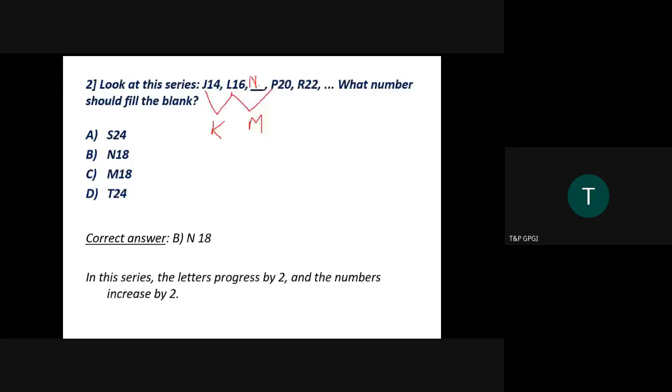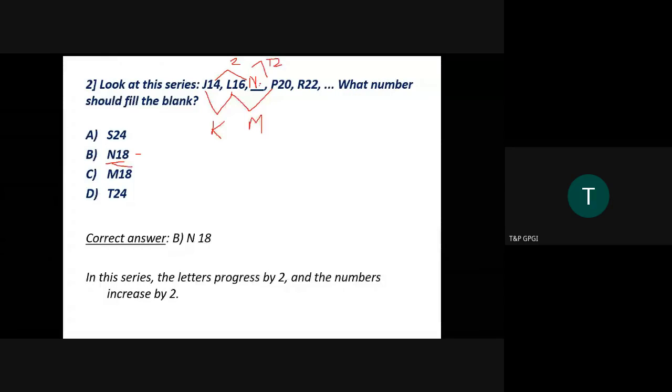N, there are two options, N18. N18 is the only option. So maybe this is the right answer, but still don't go for it. Just check once. The numbers also match. 14 and 16, a difference of 2. 16 and 18, if we are considering this option, again a difference of 2. And between 18 and 20, 2. Between 20 and 22 also a difference of 2. That means this is the right answer.